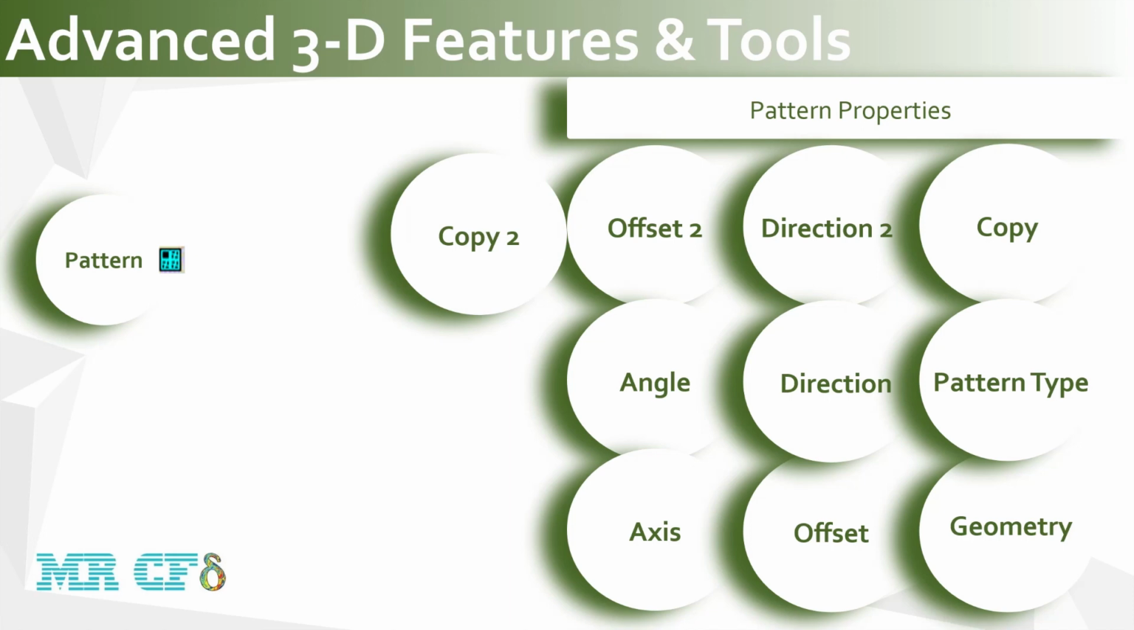Copies 2, the number of copies to create in the second direction for rectangular patterns. Its value must be positive. The default value is 1.